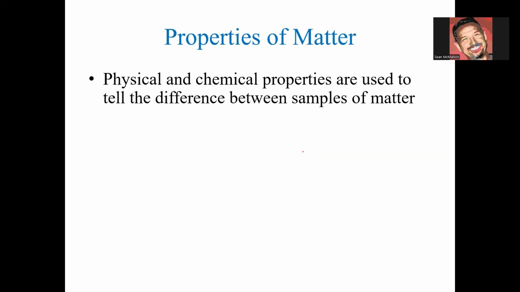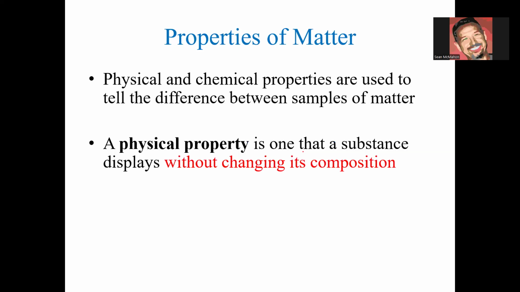So now we're going to look at some physical and chemical properties so that we know how to identify them. A physical property is one that can be displayed without changing the composition of an element or a compound. So what's an example of a physical property? Maybe color, maybe shape, texture. These are all examples of physical properties.